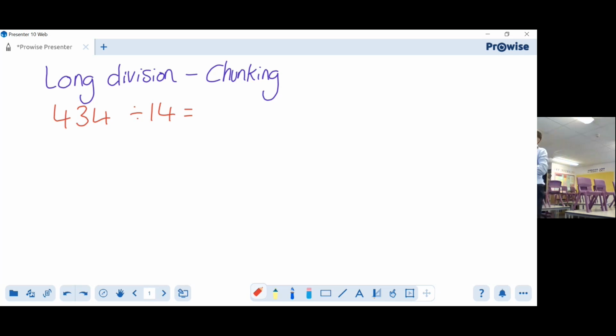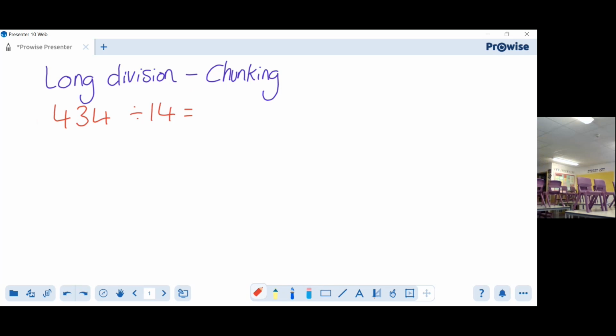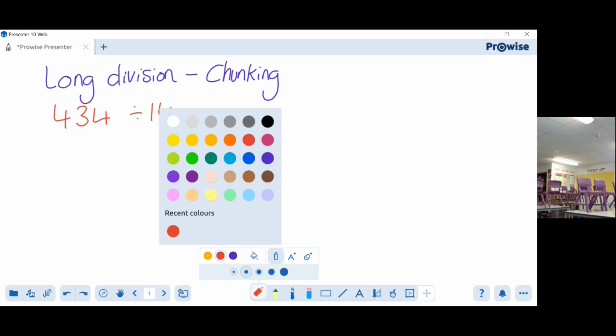Personally, I prefer the chunking method, just because I see it's a little bit clearer, but I know lots of people do prefer the formal method as well, and it's up to you. Some methods work for some people and they don't for others, and that's absolutely fine. So, start off.